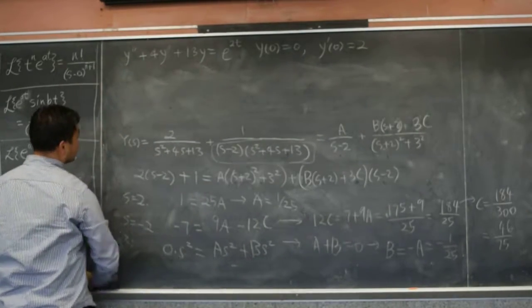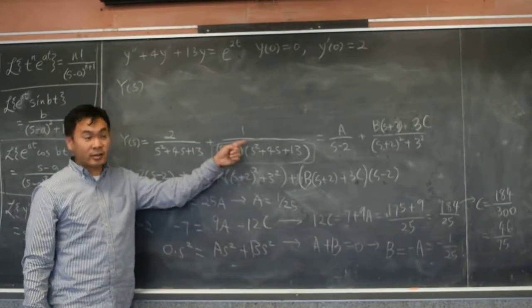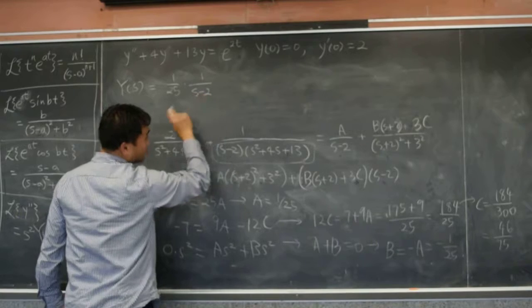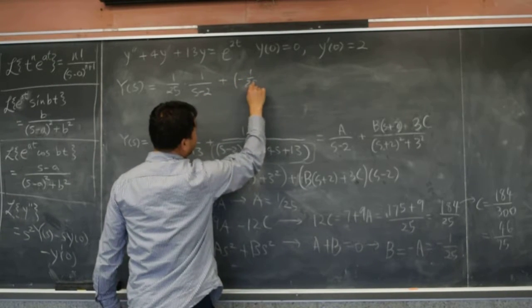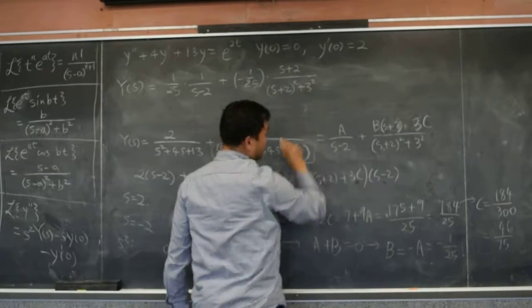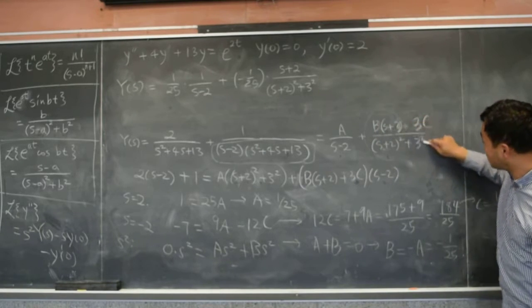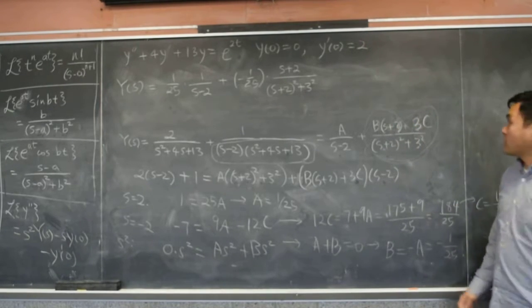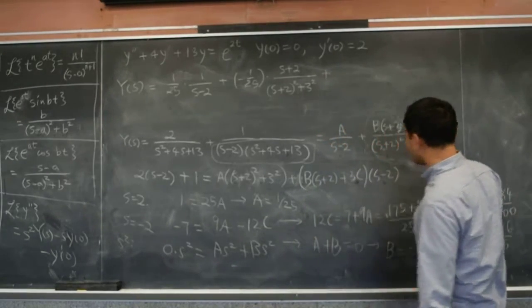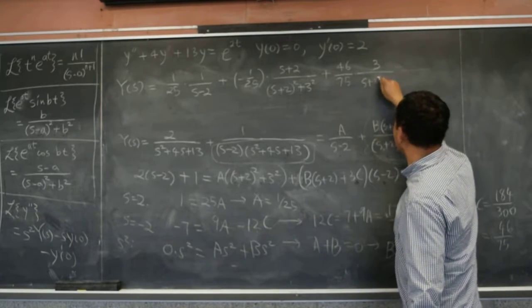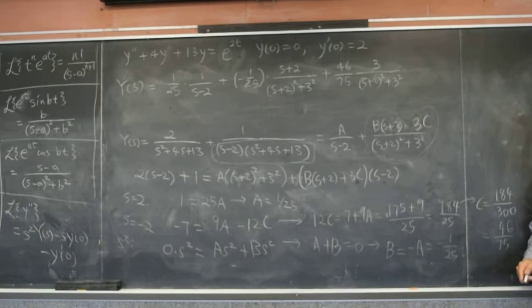Now we have that y of s, which was this function, is equivalent to this other function, which was 1 over 25 times 1 over s minus 2, plus negative 1 over 25 times s plus 2 over s plus 2 squared plus 3 squared. I'm really splitting this into two fractions, one into this one, another into that one. You can split a fraction into this over that and plus this over that, right? So one is 3c, so I'm going to put the c outside. c is 46 over 75, so it's 46 over 75 times 3 over s plus 2 squared plus 3 squared. Everything good? Hopefully I didn't make any mistake.